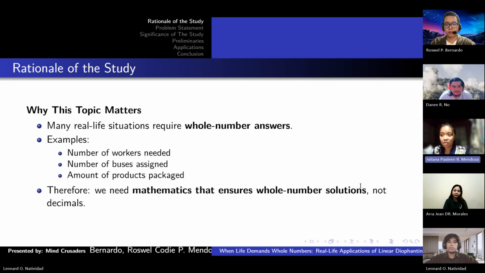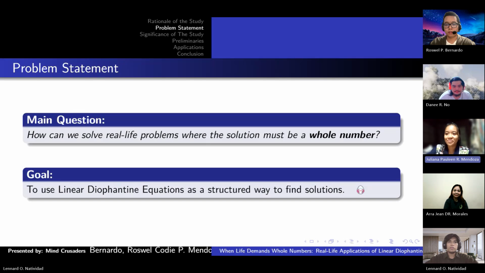So to start with the discussion proper of this paper, here is Ms. Morales to discuss the problem statement.